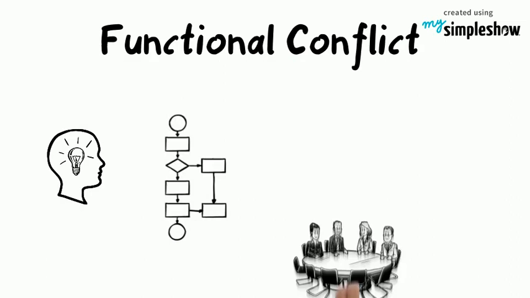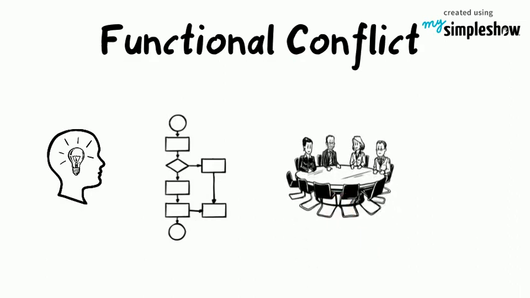Functional conflict is a non-aggressive form of conflict which stimulates creativity and allows ideas to flow, such as used in brainstorming. In this instance, people can disagree but still work together to find a solution. The outcome is often positive and results in higher productivity.